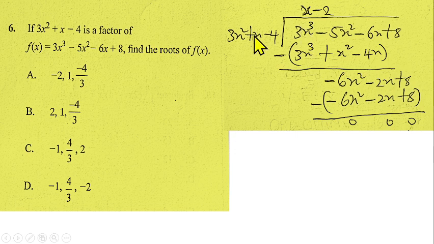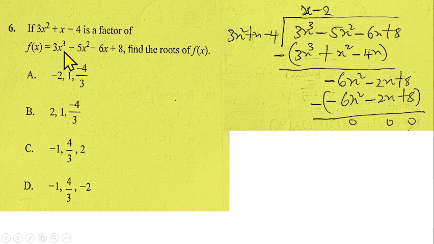So also you go 3x squared in minus 6x squared, that will give us a minus 2. Minus 2 times 3x squared will give us minus 6x squared. Minus 2 times x will give us minus 2x. Minus 2 times minus 4 will give us a plus 8. Then introduce minus as well, subtract. So minus 6x squared plus 6x squared will give us 0. Minus 2x plus 2x gives us 0. 8 minus 8 gives us 0. So that means when you divide this one by this, you have x minus 2 as a factor.